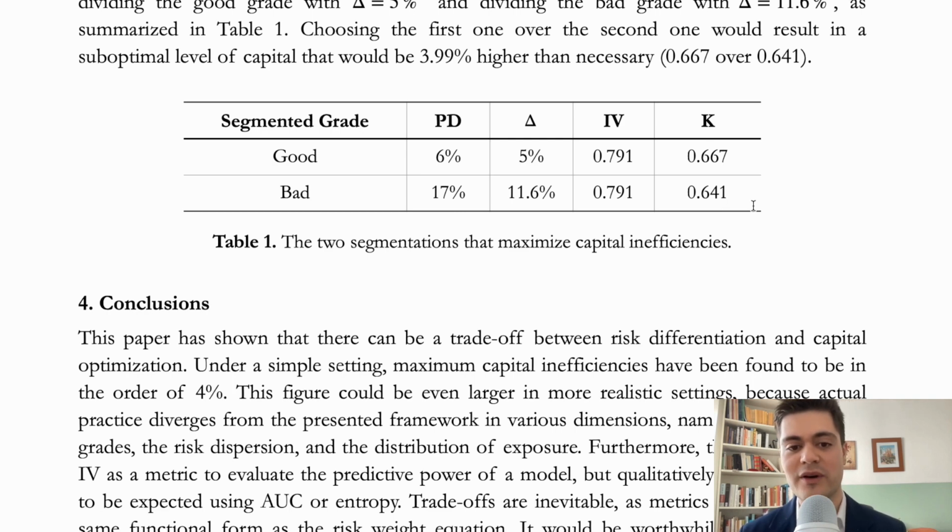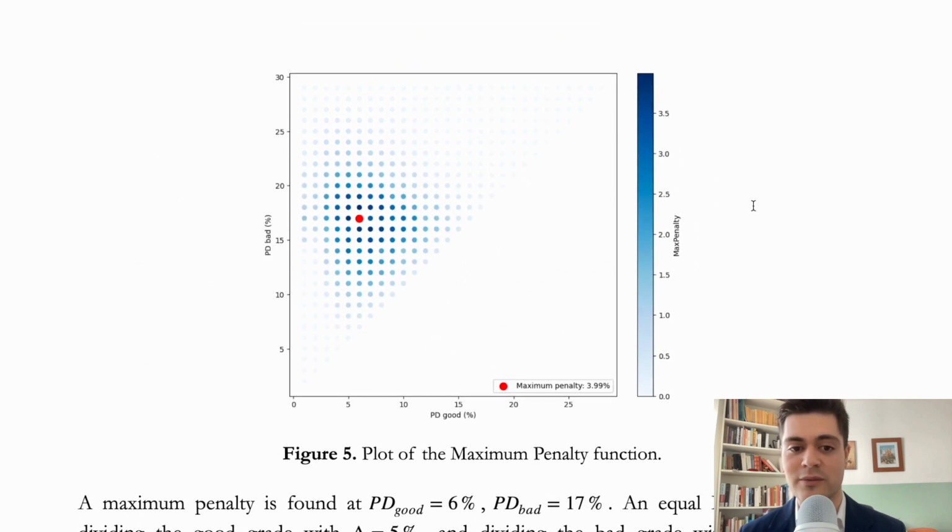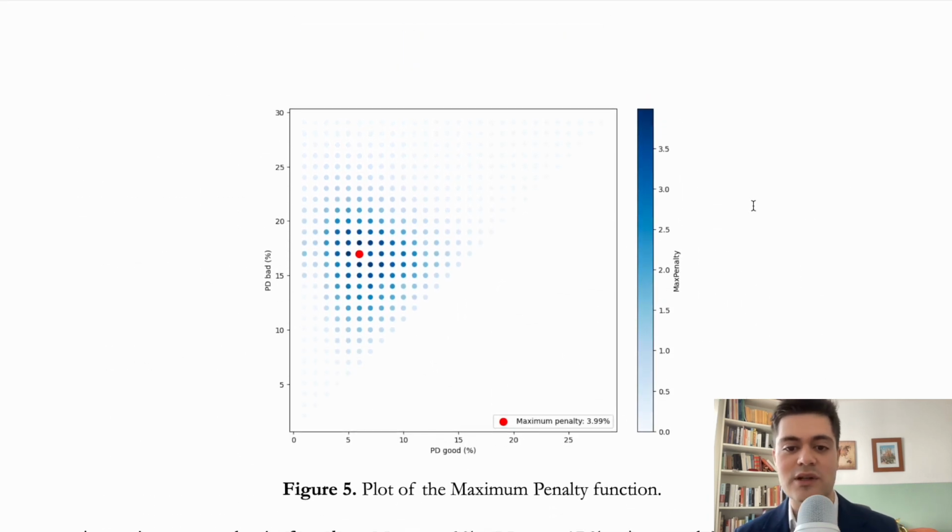Alright, so this paper has shown that capital inefficiencies can reach a substantial magnitude. It would be interesting to explore other metrics, such as AUC, and other additions to the simple framework here proposed would be to increase the number of grades, the risk dispersion, and to play with the distribution of the exposure. Hopefully, we'll explore this in the future.